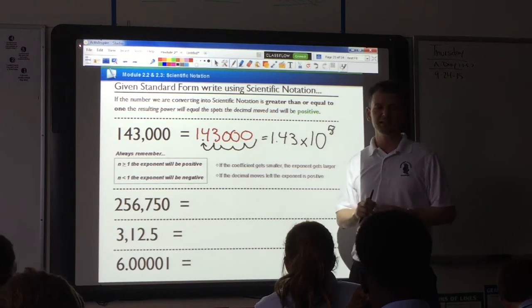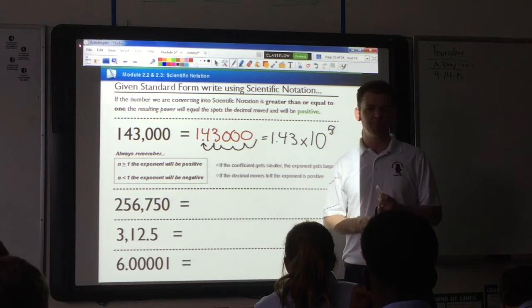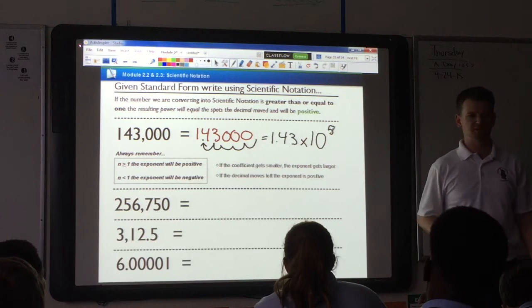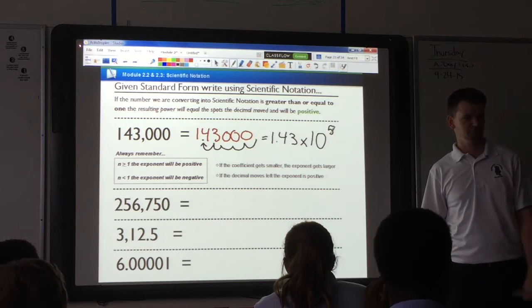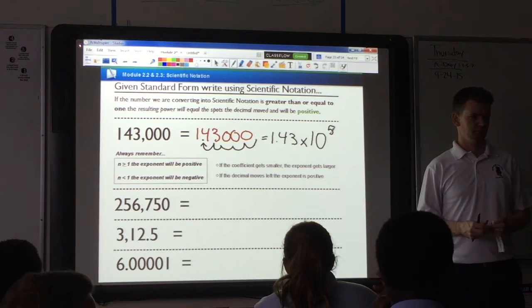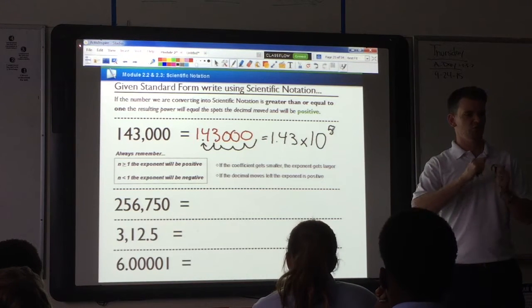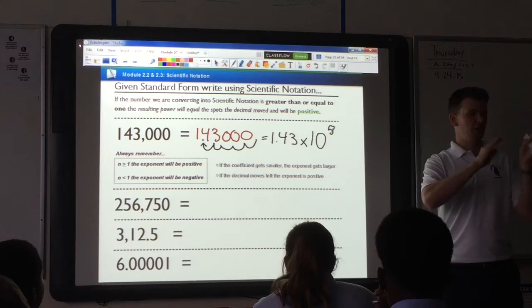Now, remember that I said, though, that your exponents can be positive or negative. How am I sure that this exponent's going to be positive? Because the number you started with was positive? No. Every number that I put in scientific notation will always be positive. It'll be greater than 0.